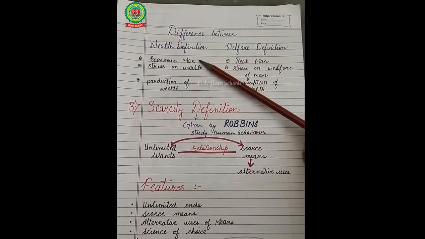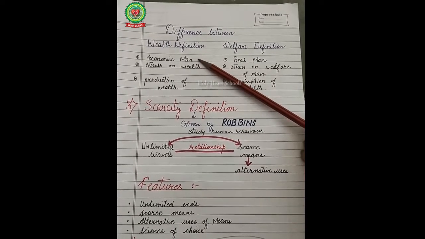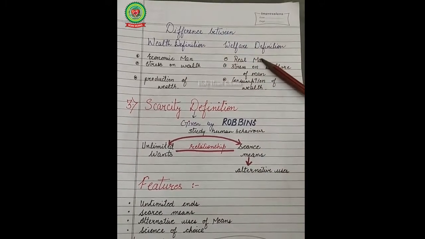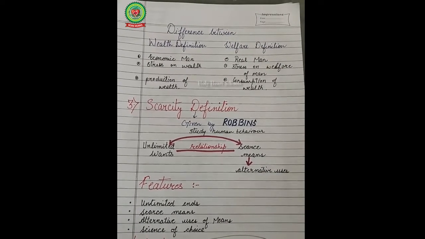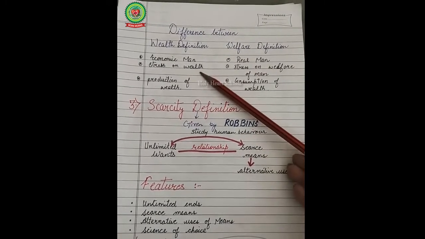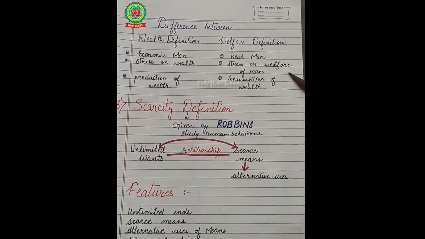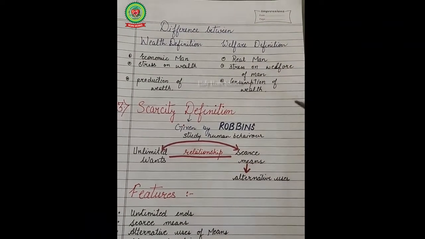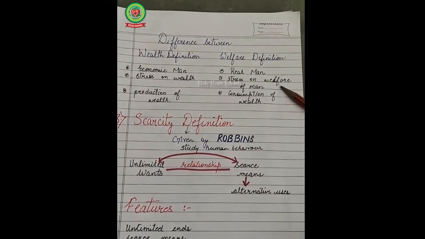We said in the wealth definition that the economic man is one who wants to satisfy his wants and is self-interested, but the real man is one who wants to satisfy his wants but also wants the welfare of the society. Next one, it stresses on the wealth, means it stresses on the money, but the welfare definition stresses on the welfare of the man, the things he can achieve or earn so that he can satisfy his wants.